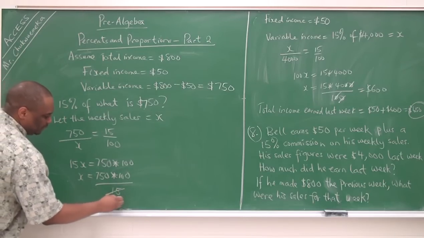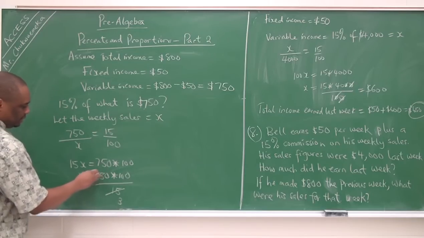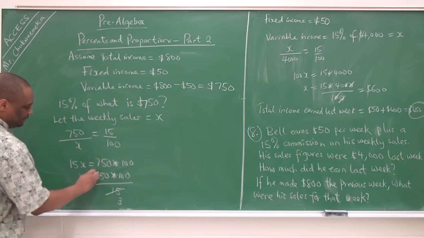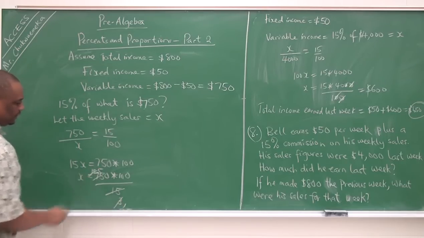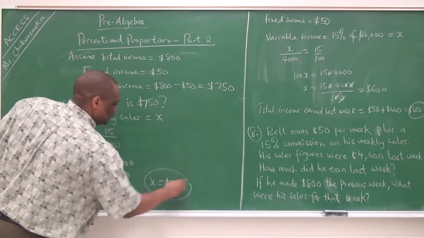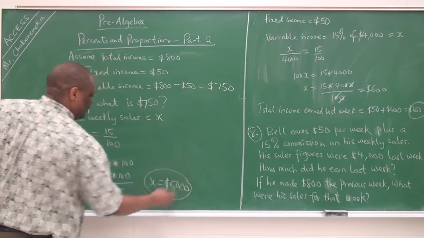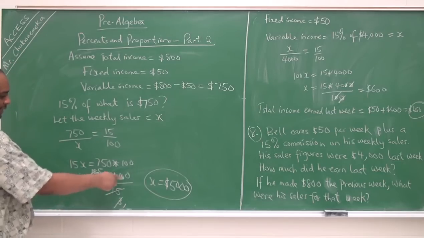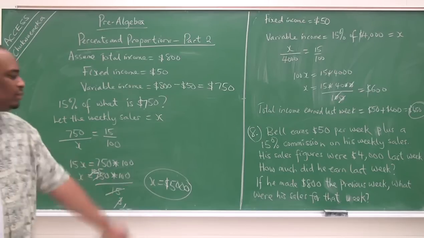5 divided by 15 is what? 3. So 3 divided by 15 is 5. So X will be $5,000 because this is 50 times 100. If you do 750 times 100 divided by 15, it gives you 5,000. So his weekly sales will be 5,000.